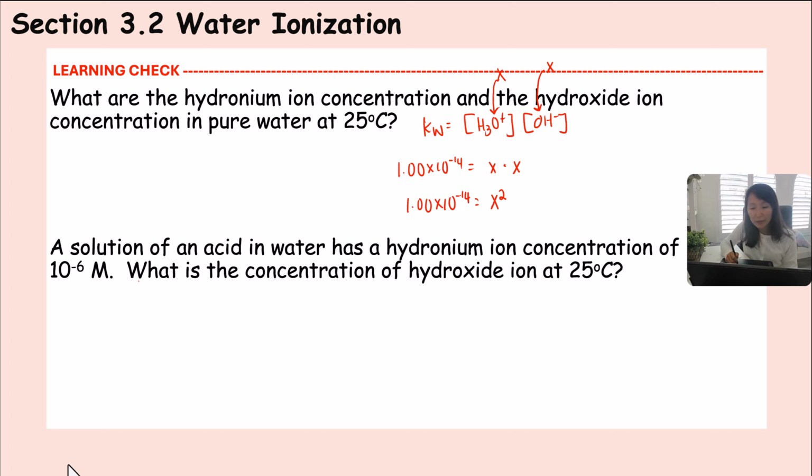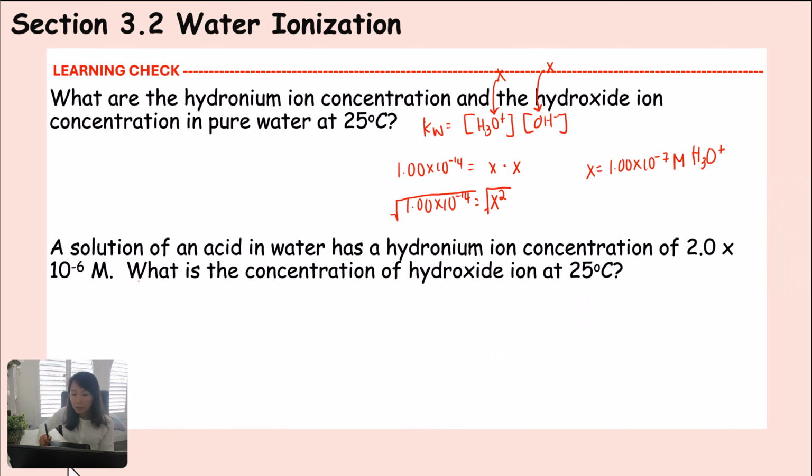In order to get rid of the square, we're going to square root both sides. If you plug this into the calculator, you'll notice that x is equal to 1.00 times 10 to the negative 7. And that means this is a concentration, I should put molarity, of H3O plus, which is the same value for hydroxide. Let's do a next learning check.